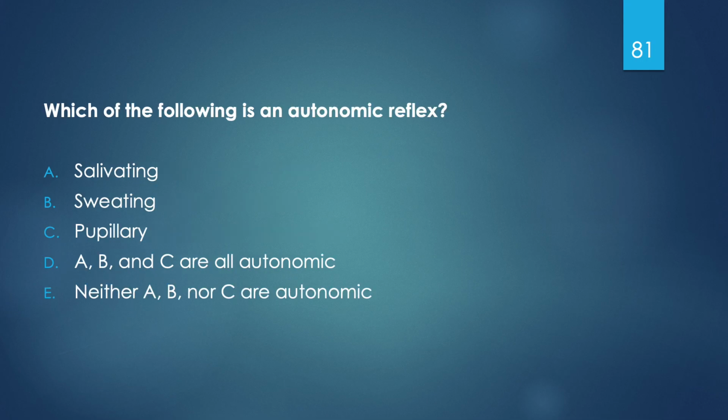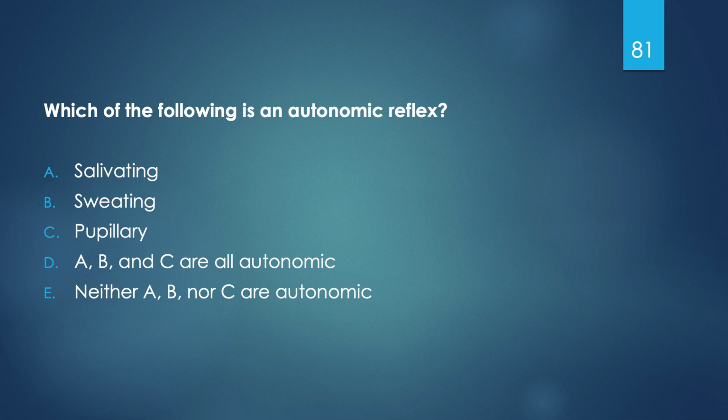Which of the following is an autonomic reflex? A, salivating, B, sweating, C, pupillary, D, A, B, and C are all autonomic, or E, neither A, B, nor C are autonomic. Okay, well that's tricky. So here, let's look at when we salivate. You could theoretically make yourself salivate if you thought long and hard enough about something tasty. But that said, you can't just will your salivary glands to secrete saliva, right? It happens as a result of you thinking about that food, but you can't just say, okay, salivary glands, let's go. So, okay, that's definitely autonomic.